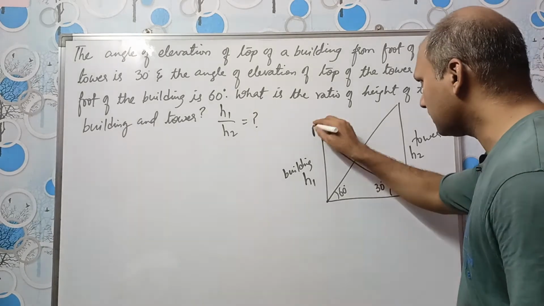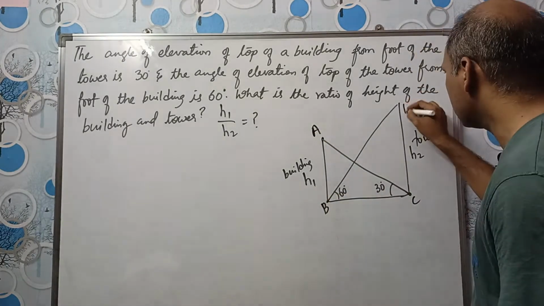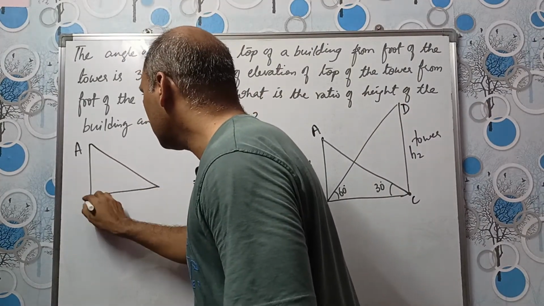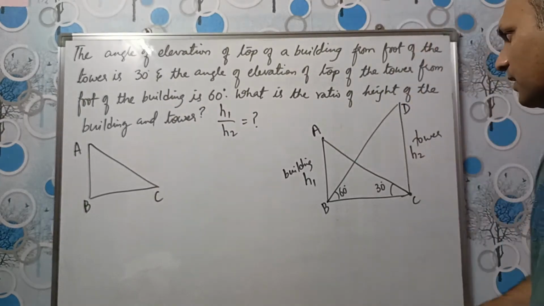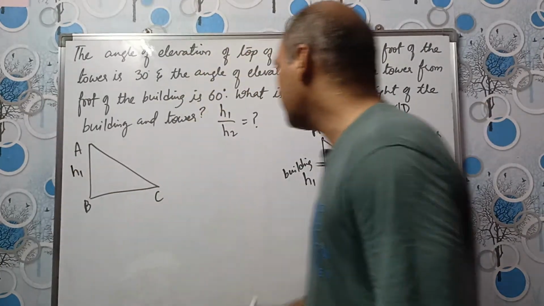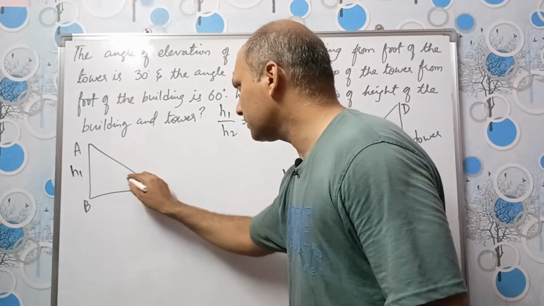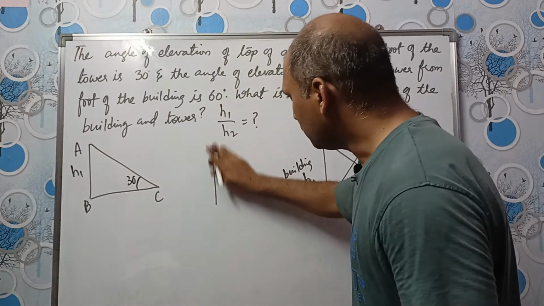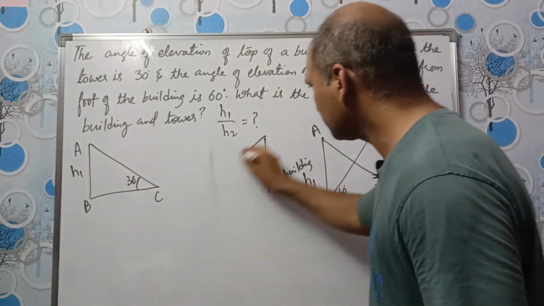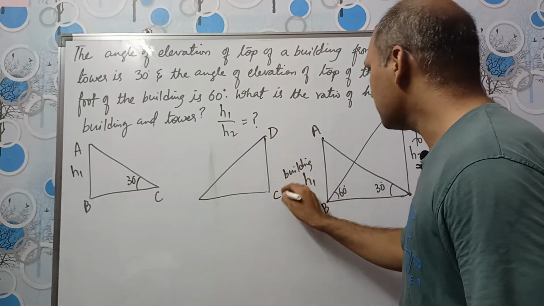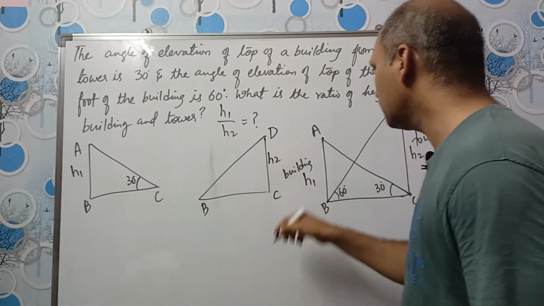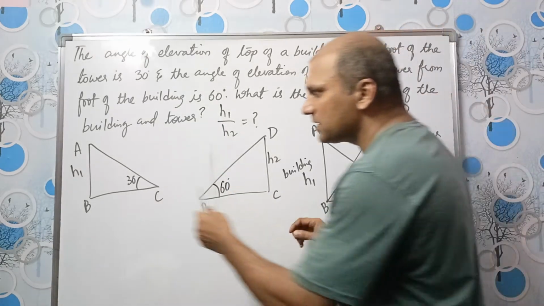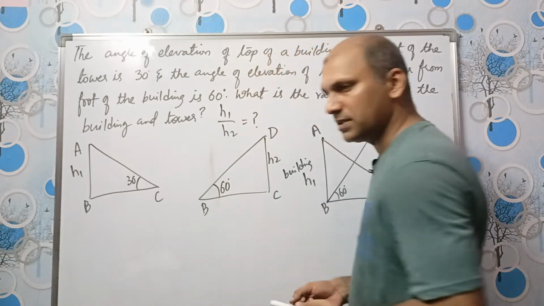Let us name this diagram A, B, C and this is D. Okay, we have two right angle triangles. Okay, this is building and we took the height as h1 and this is 30 degrees. Alright. We have one more right angle triangle, right? Let me draw it here. This is D, C and this is B and this is h2 we took and what is the angle? 60 degrees. Alright. See, common side is BC.